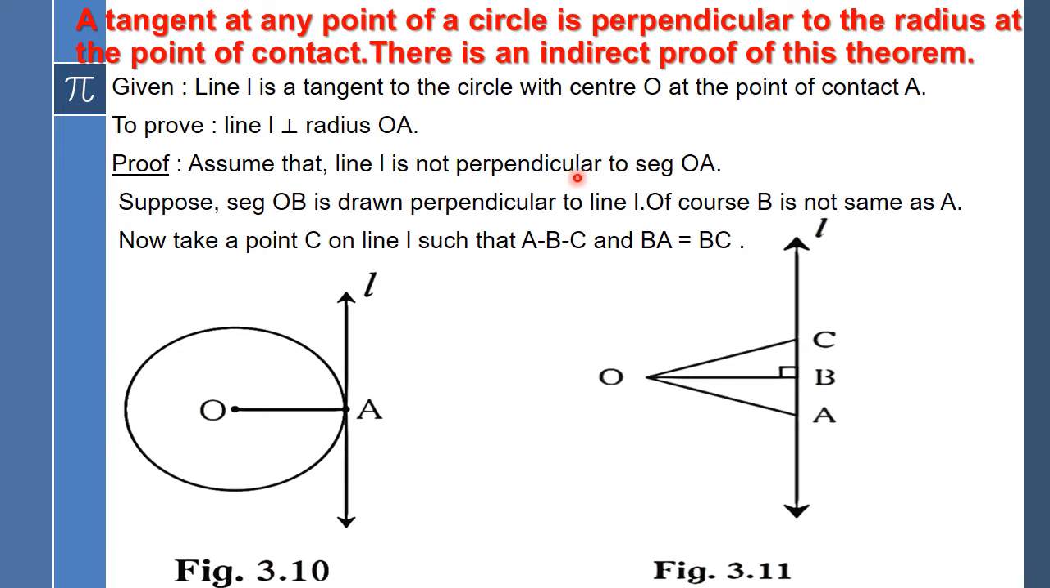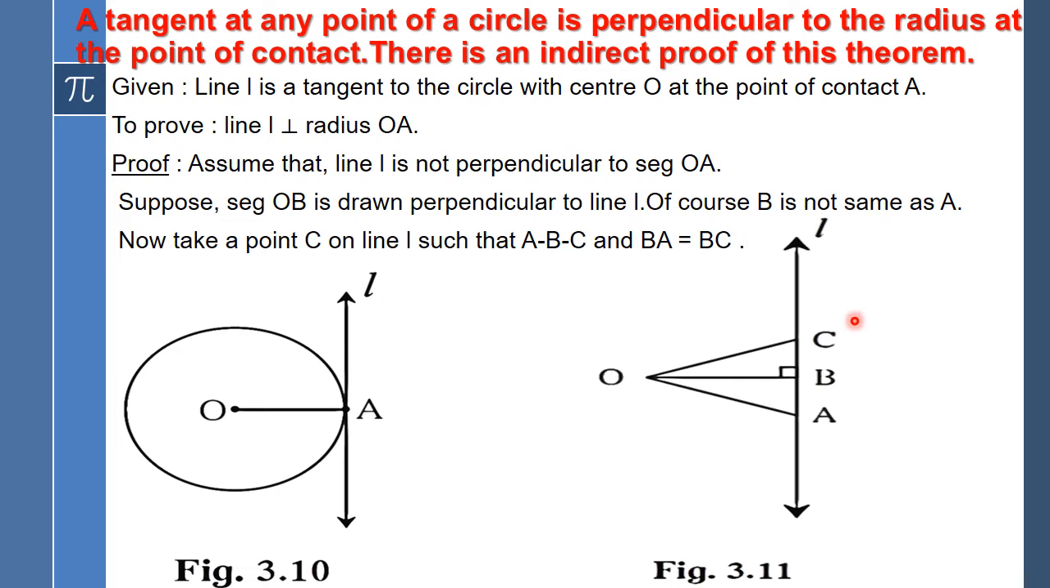If line L is not perpendicular to segment OA, then let's construct a segment OB such that it is perpendicular to line L, and of course B is not the same as A. Next, construct C on the line such that BC and BA are of the same length. So if A is below over here, then at the same distance from B, construct C and join OC.